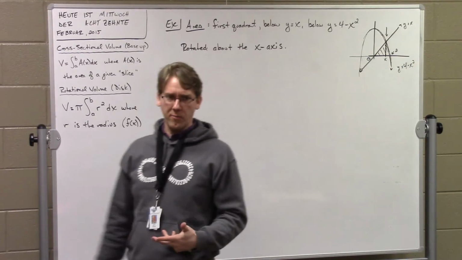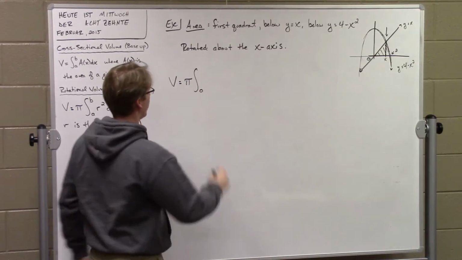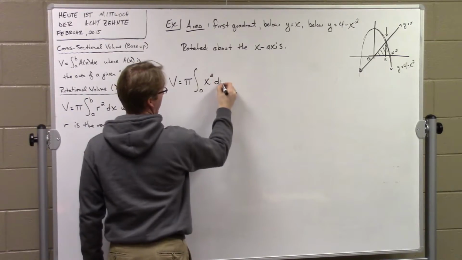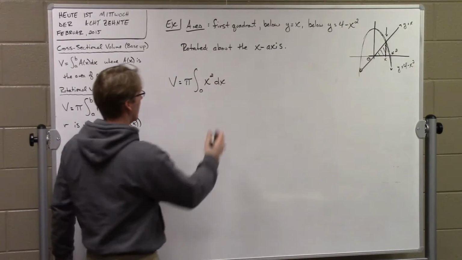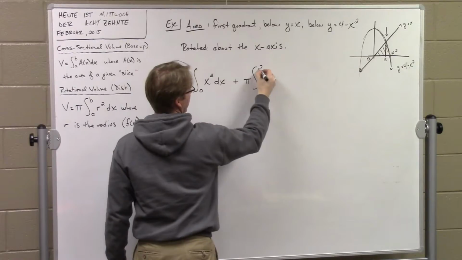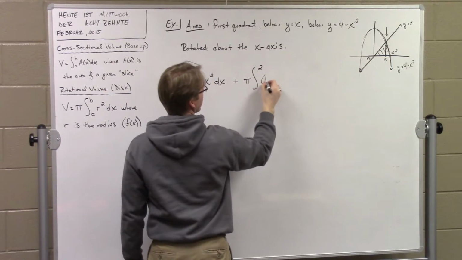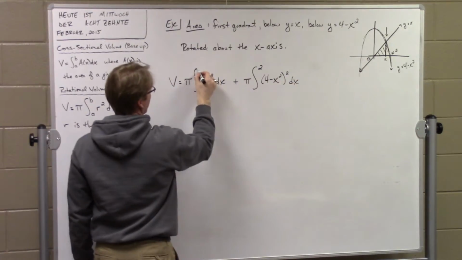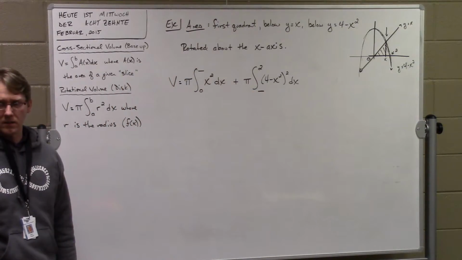So the question is, what is that specific cutoff point? We're going to have integral 1 going from 0 to that cutoff point of the line, so pi r squared. The second piece is pi going from the unknown thing to 2, where that hits the axis, of 4 minus x squared, squared. So what is that point? Did you happen to find it on the calculator?